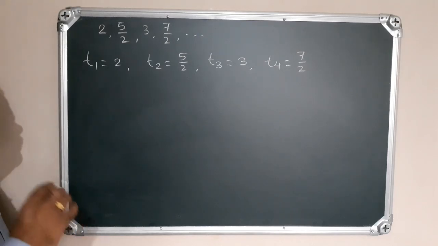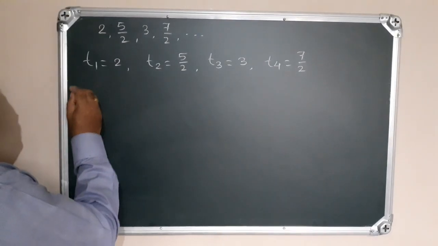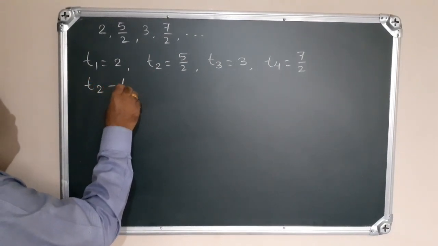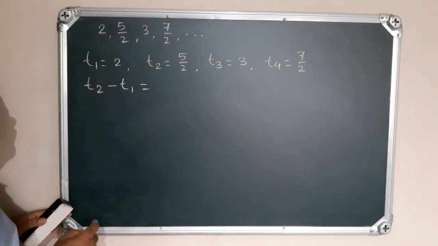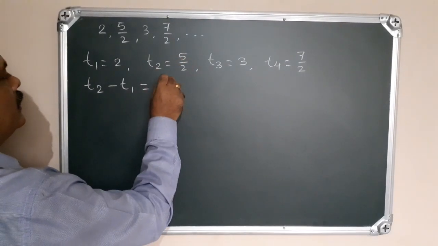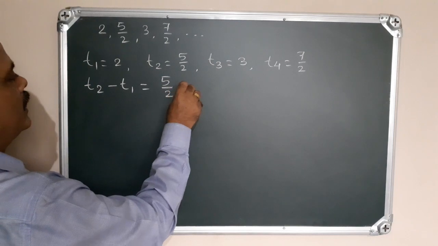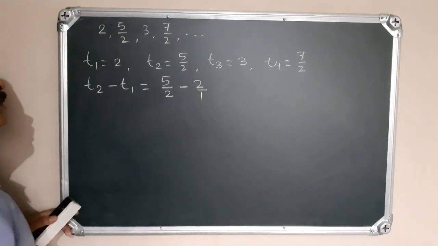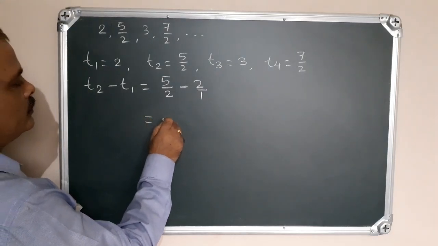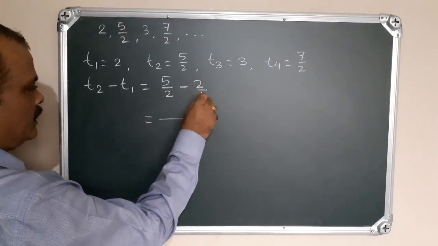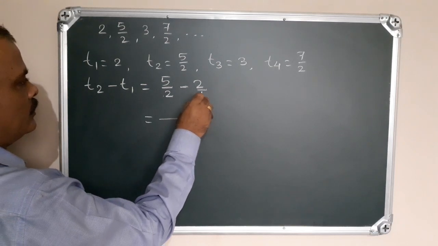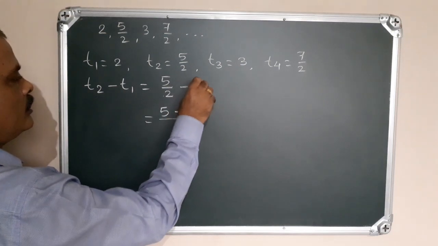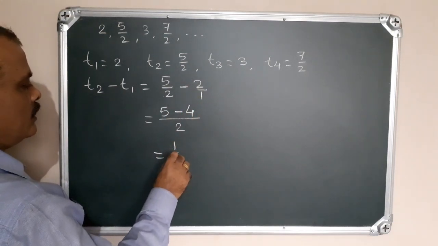And we have to subtract T1 from T2. That is, first calculate T2 minus T1. T2, what is the value? 5 upon 2 minus T1, 2. So 2 means 2 upon 1. So the LCM of the denominators is 2. Multiply this by this, we get 5 minus 2 into 2, 4, which is equal to half.